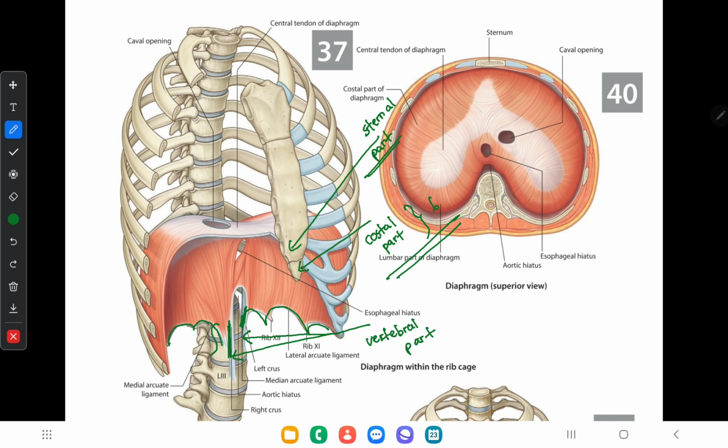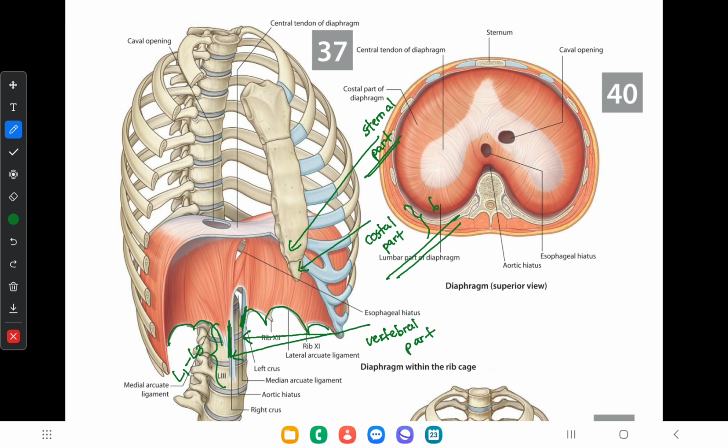This right crus is attached to the front of the bodies of the upper 3, that means L1 to L3 lumbar vertebrae, and intervening intervertebral discs. The right crus is larger in size due to the presence of the heavy liver on the right side.